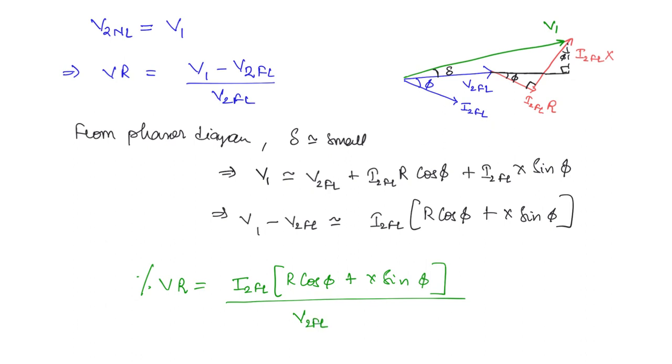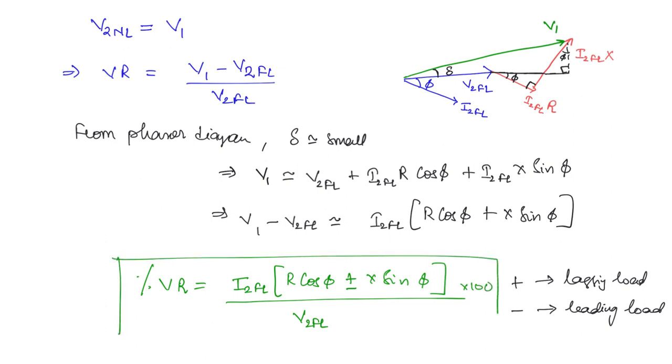full load. Now here you got a plus sign for lagging phase. If it is a leading phase, if the load current is leading, then you write the negative sign. Okay. So plus is going to be for lagging load, while negative is going to be for leading load. Okay. So this is into 100. Don't forget into 100 because we are talking about percentage here. Okay.